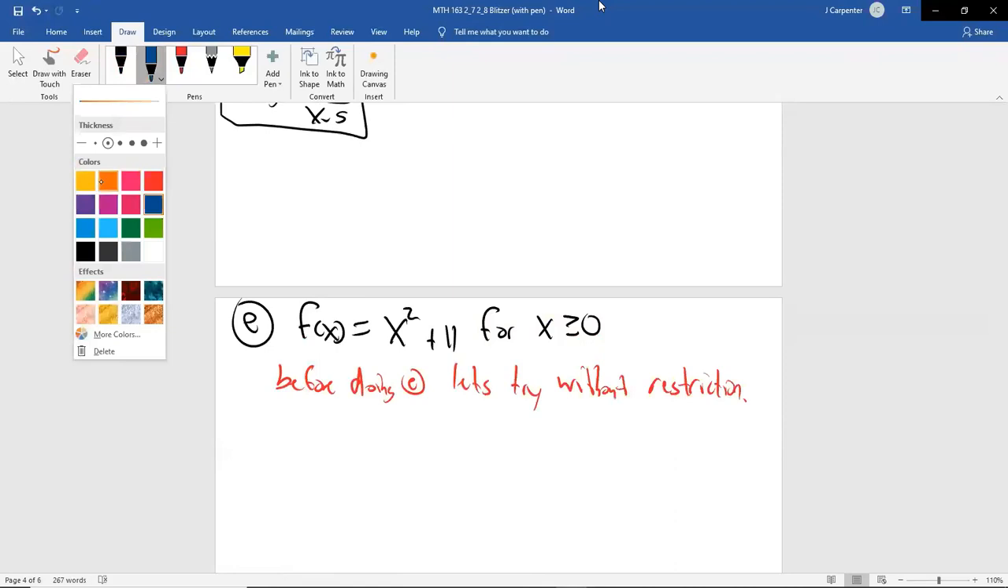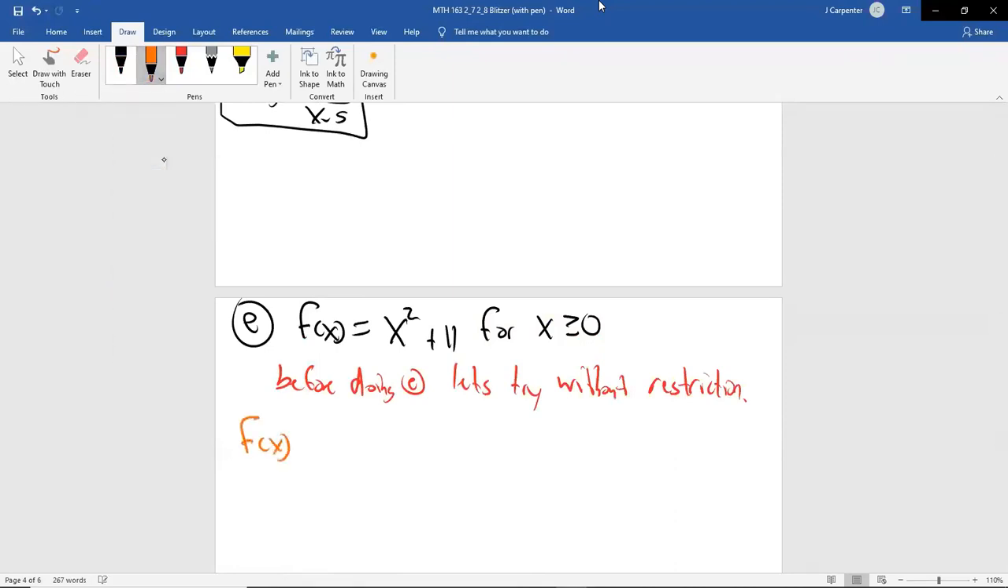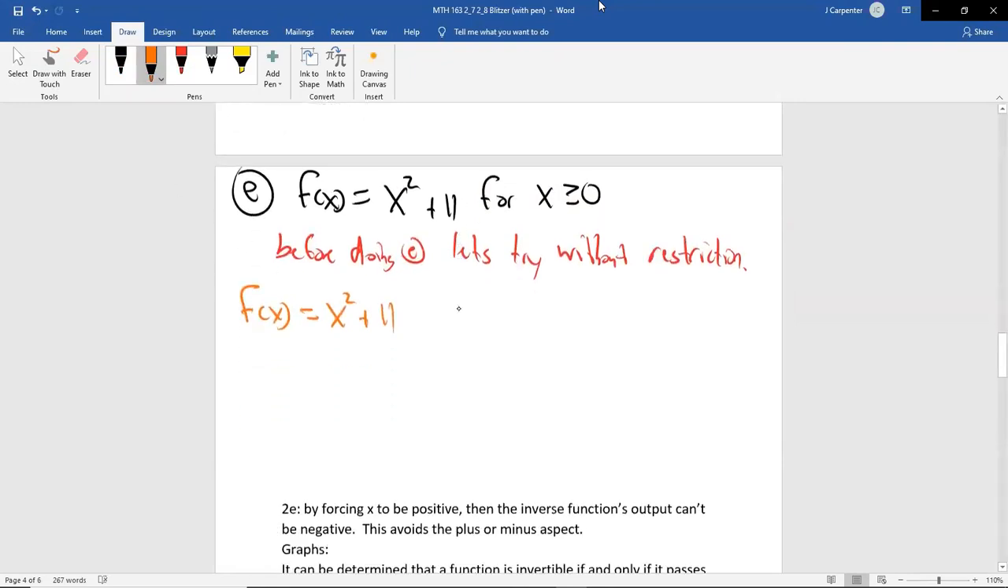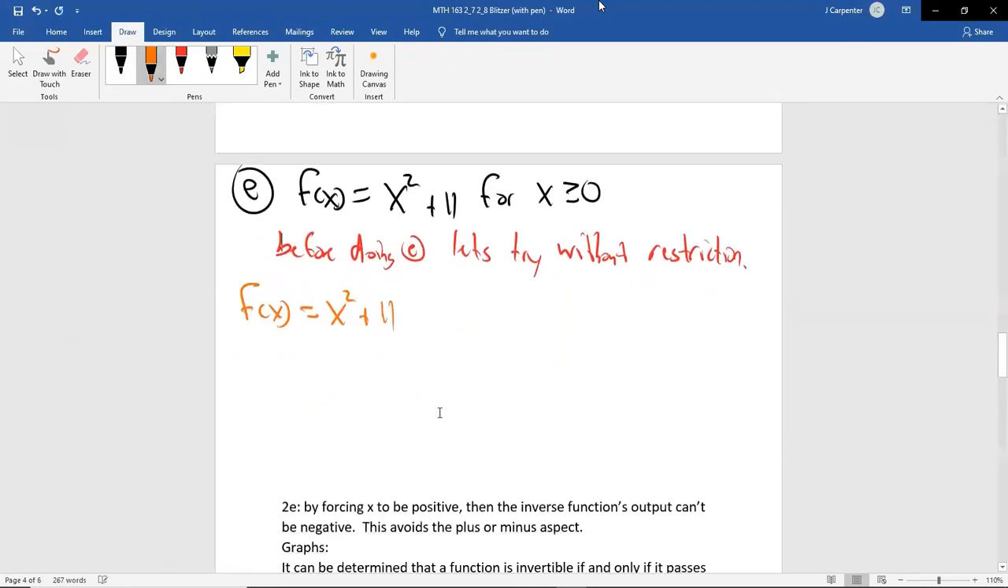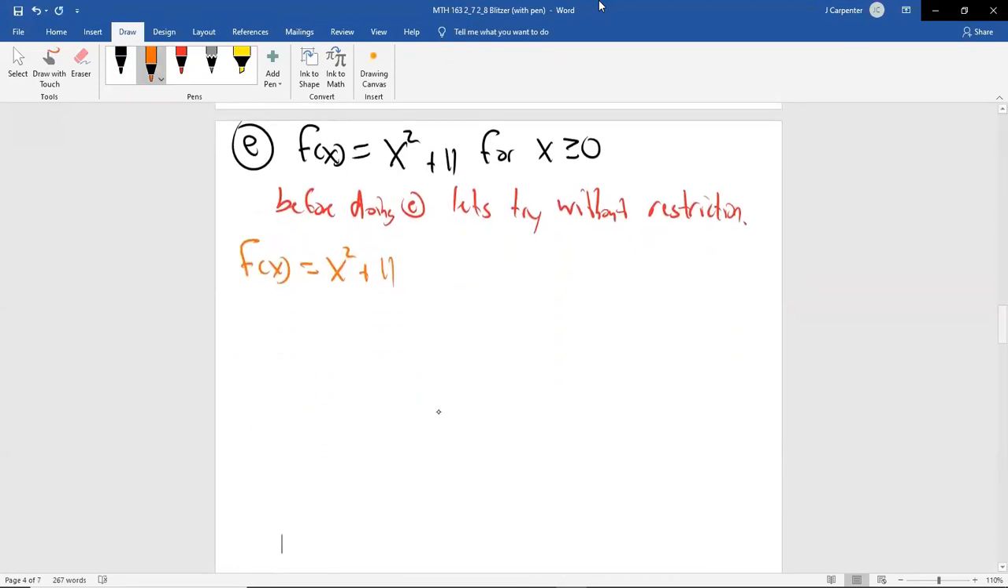So I'm going to do this in an orange color because it's a different problem. It's not technically E. Let's just do x squared plus 11. I'm going to go through this at the normal process. Write the f of x as y. So that becomes y equals x squared plus 11. Then swap the x and the y. So that becomes x equals y squared plus 11. Then solve for y. Subtract 11 on both sides, you'll get x minus 11 equals y squared.